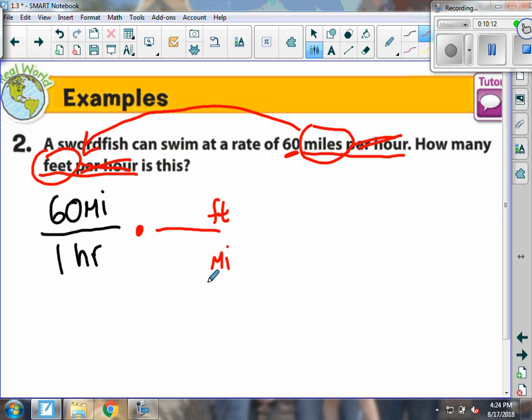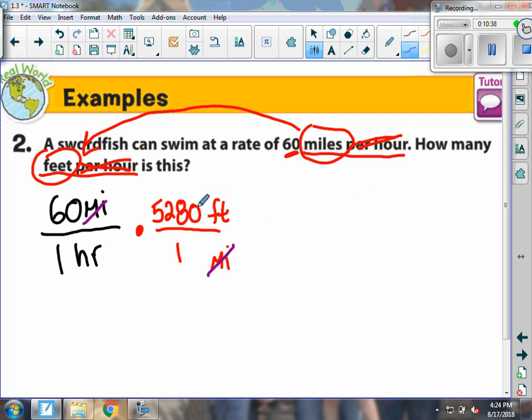So which is larger, 1 mile or 1 foot? 1 mile is. How many feet are in a mile? Think back. This is that number that I need you to memorize. There's 5,280 feet in 1 mile. Now that I have this set up, I can cross reduce. So I'm going to cancel out my miles. Those are gone. That's what I wanted to get rid of anyway.